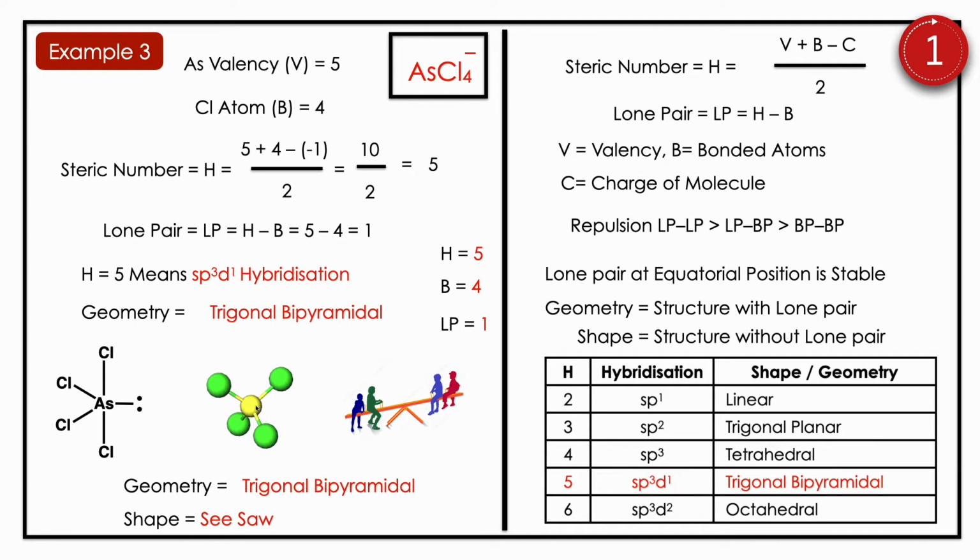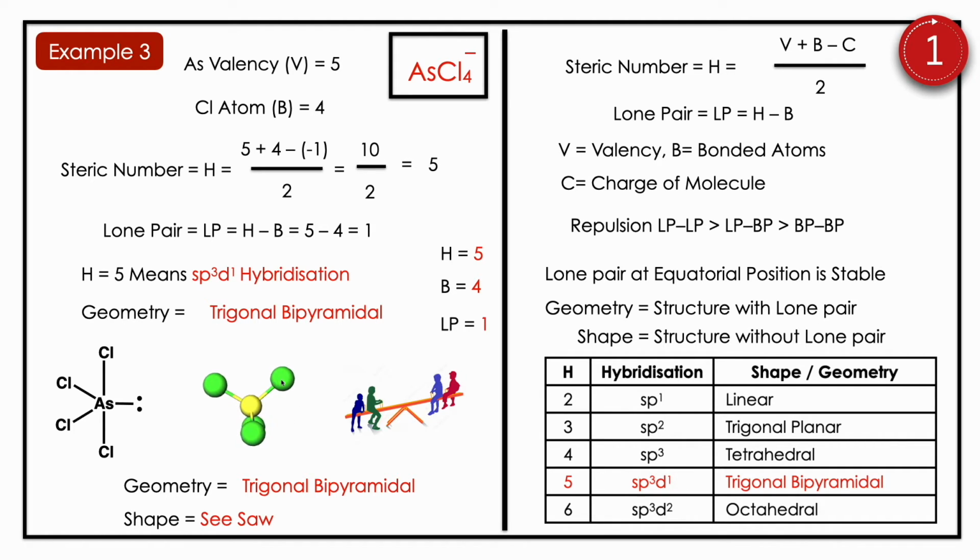Now example 3, arsenic tetrachloride anion. Arsenic is a nitrogen group element, valency is 5, chlorine is the bonded atom, which is 4, charge is minus 1. If you substitute in the formula, you get 10 by 2, which gives 5. Lone pair is H minus B, which is 5 minus 4 equals 1. H5 means sp3d hybridization with one lone pair. One lone pair comes in equatorial.